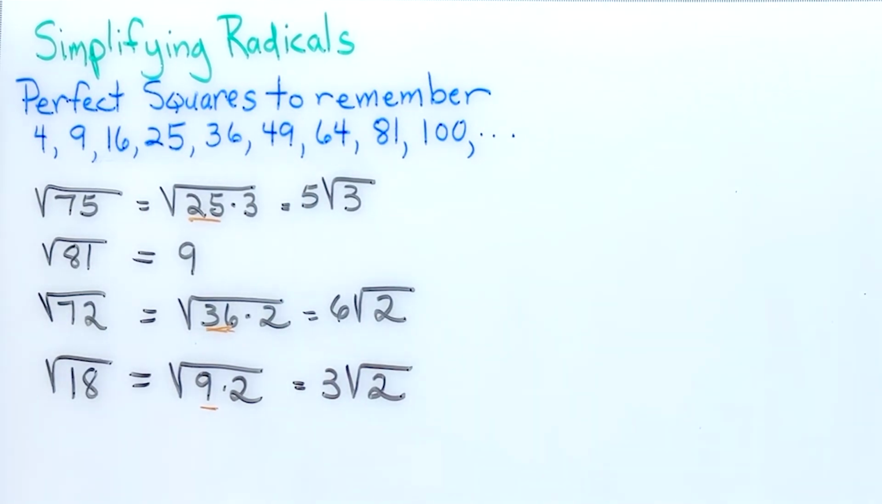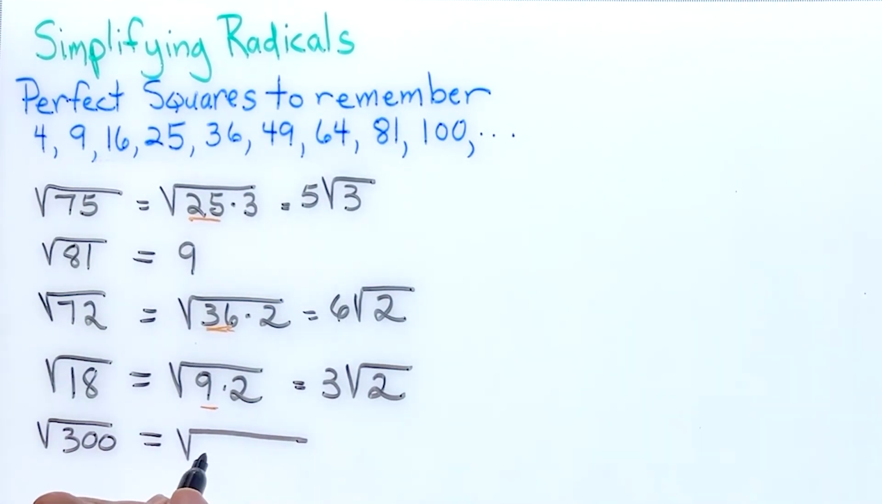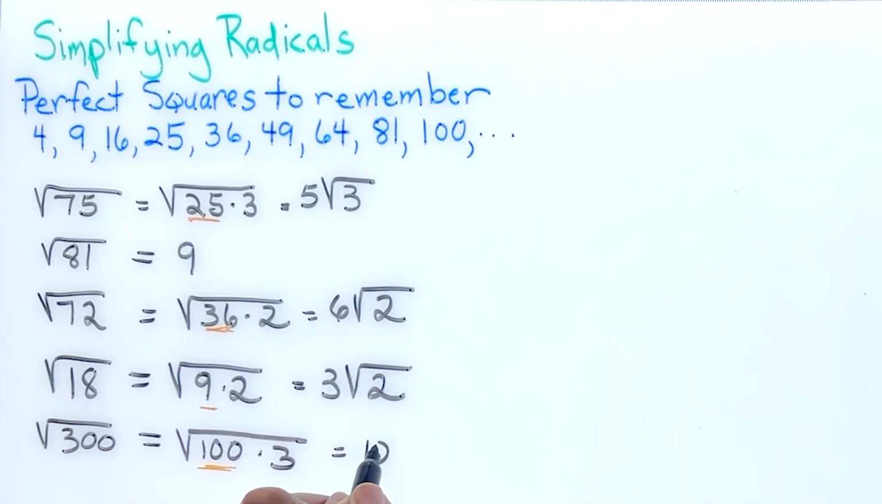The last one that we're going to try today is the square root of 300, a bigger number. All right, well, I know that 300 can be broken up into 2 factors: 100 times 3. And again, 100 is a perfect square, so in simplest terms that is going to be 10 square roots of 3.